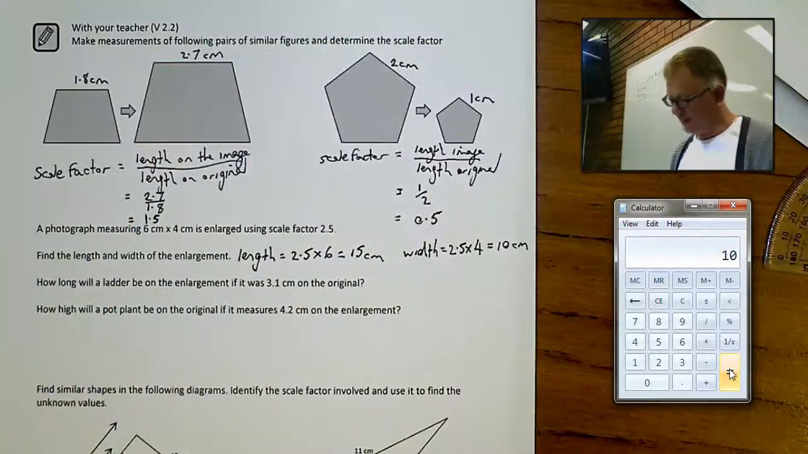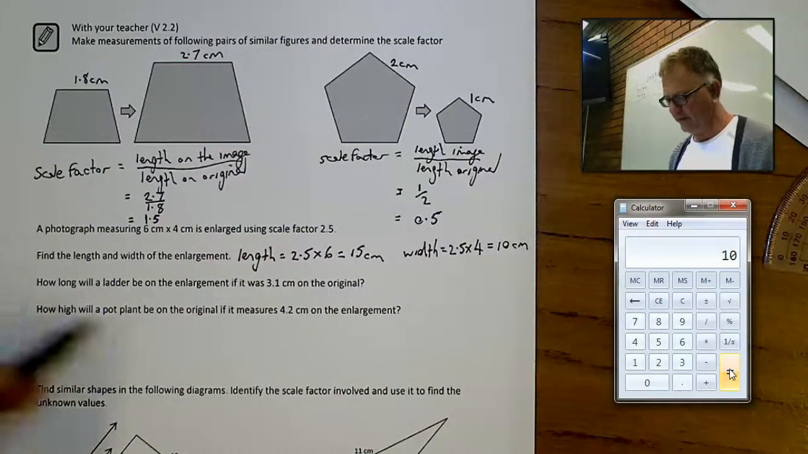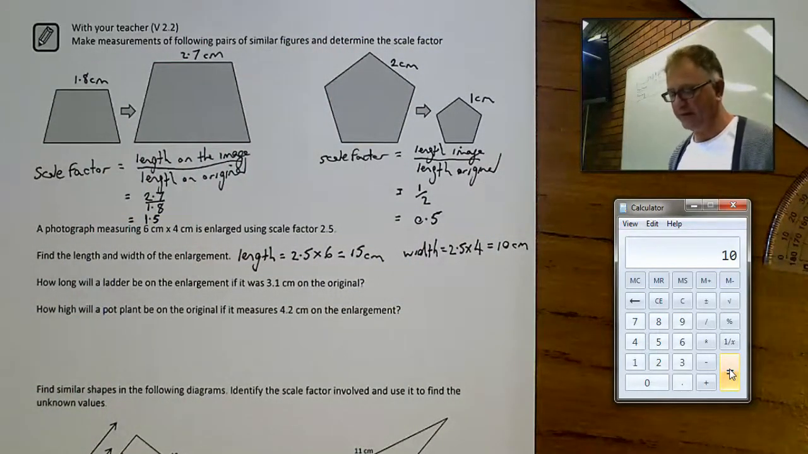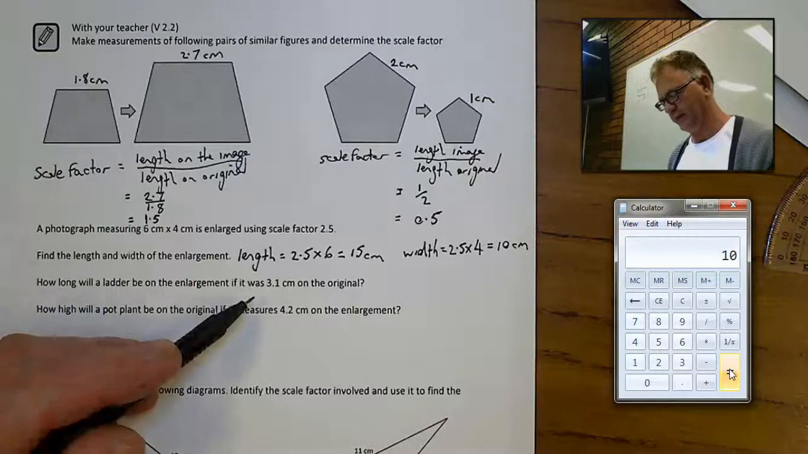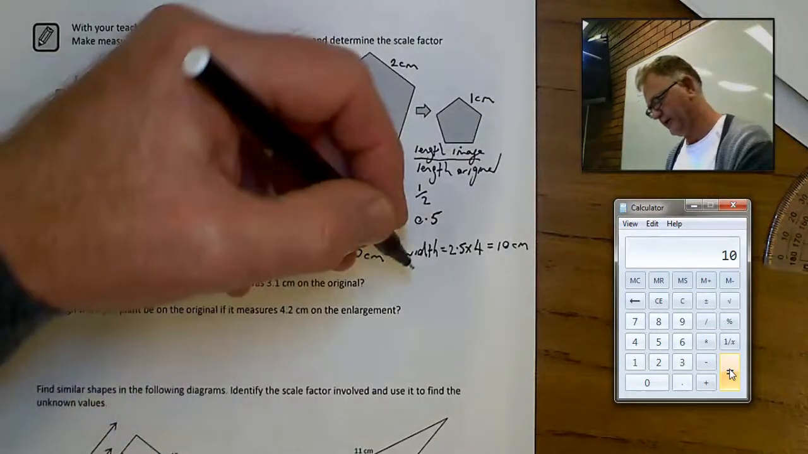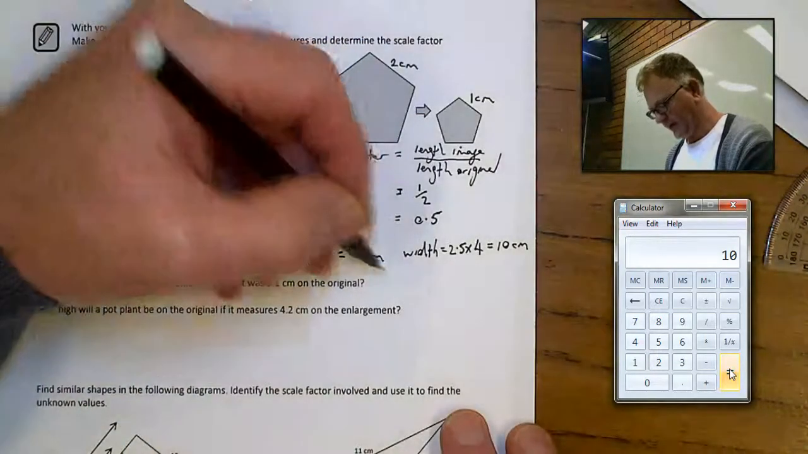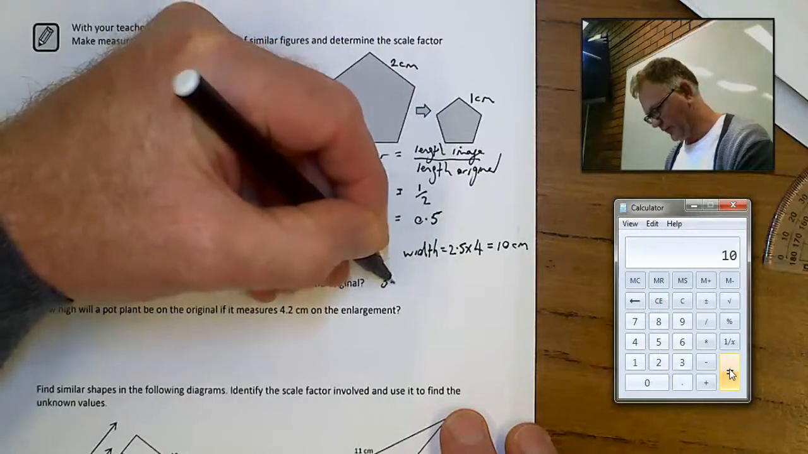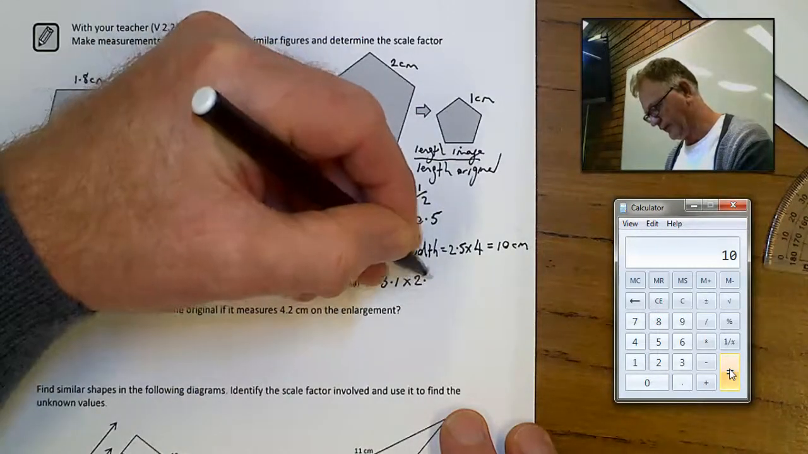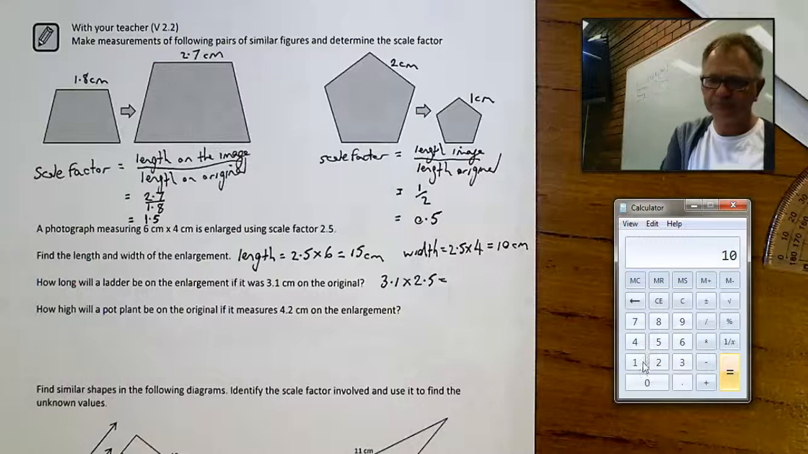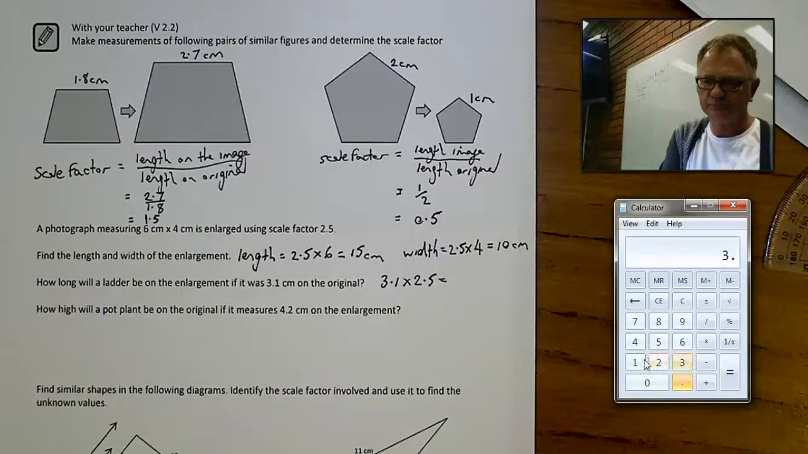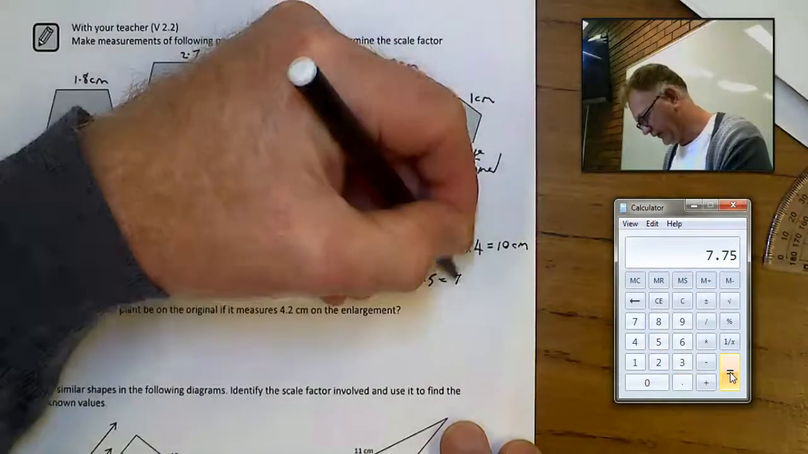Okay, how long would a ladder be on the enlargement if it was 3.1 centimetres on the original? Again, everything in that photograph is 2.5 times its original dimensions. So if it was 3.1 centimetres on the original, on the enlargement it will be 3.1 times the scale factor of 2.5. Works out to be 7.75 centimetres on the enlargement.